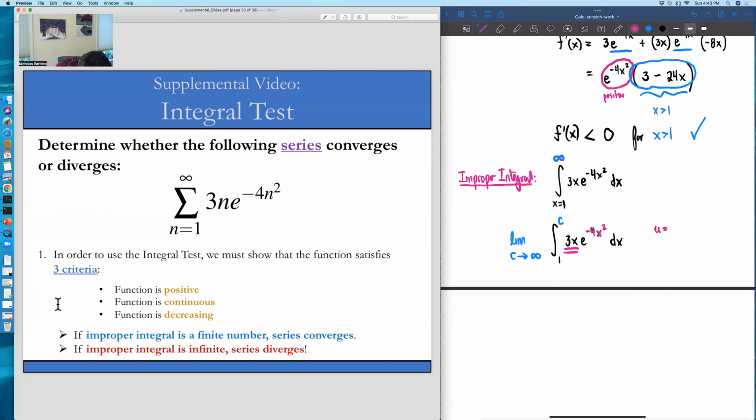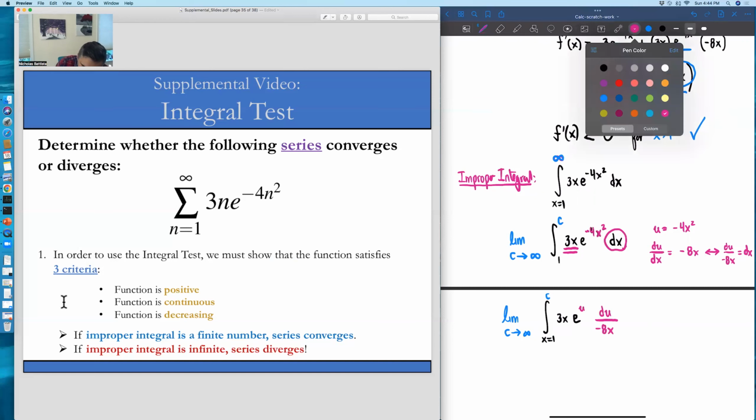So we'll let u equal minus 4x squared. So the derivative of u is equal to minus 8x, which when we solve for du and dx, we get that du over minus 8x is equal to dx. So let's substitute all of this into the integral. And again, that limit's going to come along for the ride. We still have the same integration bounds. We haven't changed those. So from x equals 1 to c, we have that 3x that's still there. But now we have an exponential e to the u, and we multiply by what we found for dx in terms of du, which in this case is du all over minus 8x.